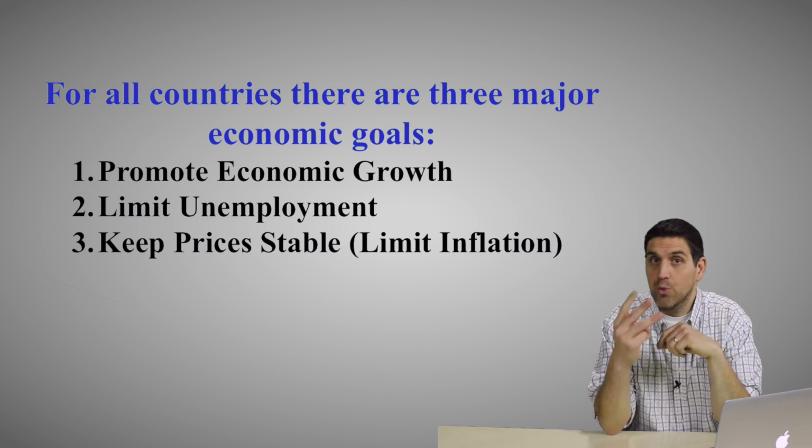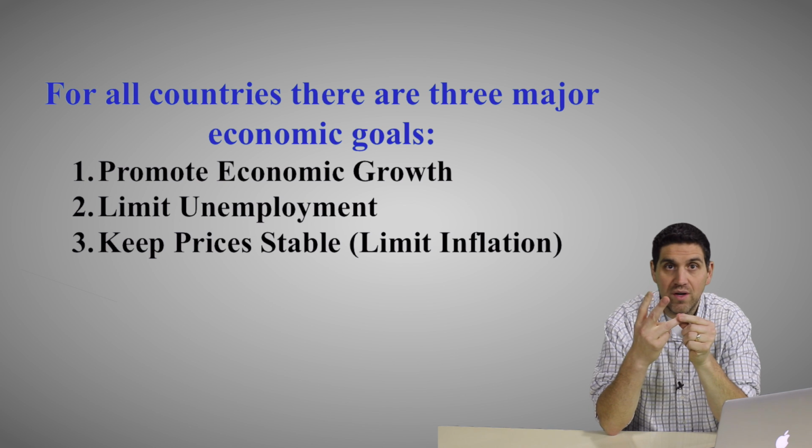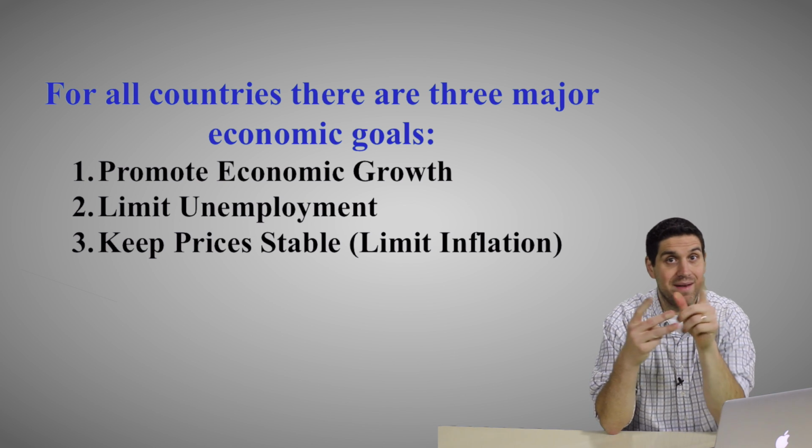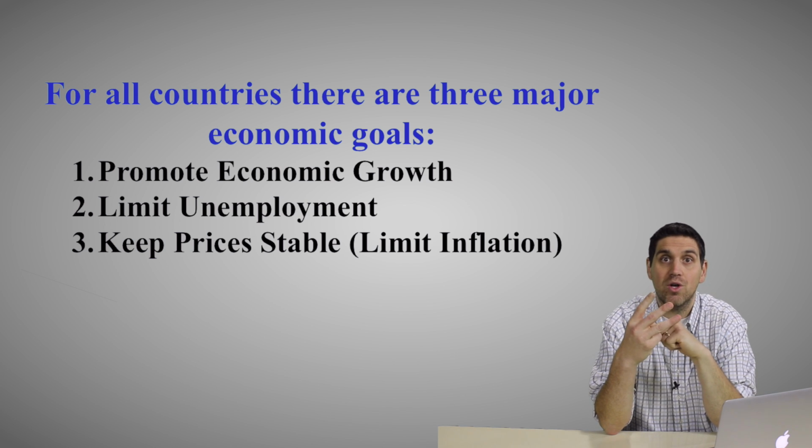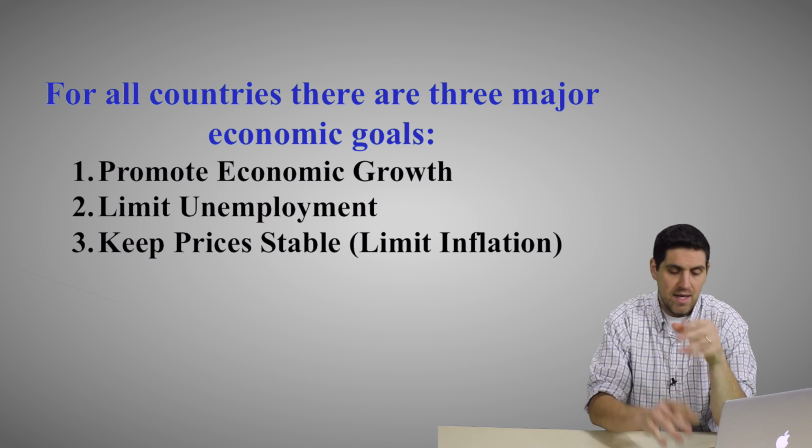Now let's recap. There are 3 goals of every economy: to grow over time, to keep unemployment down, but not zero, and last one, to keep prices stable. So let's talk about that last goal: keeping prices down.